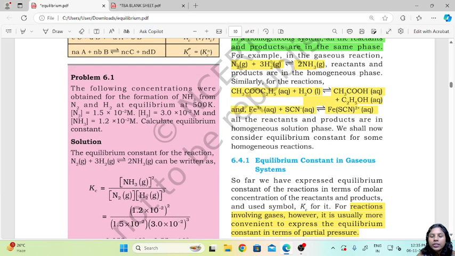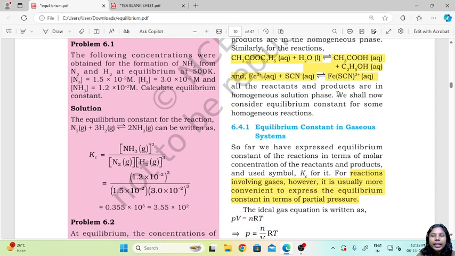Similarly, if we look at this reaction, here also we have CH3COOC2H5, which is in aqueous state, and we have water which is again in the liquid. Aqueous and liquid means it's in the solution form. Then we have CH3COOH again in the aqueous form and C2H5OH again in the aqueous form. So here also all the reactants and products are in the homogeneous solution phase.